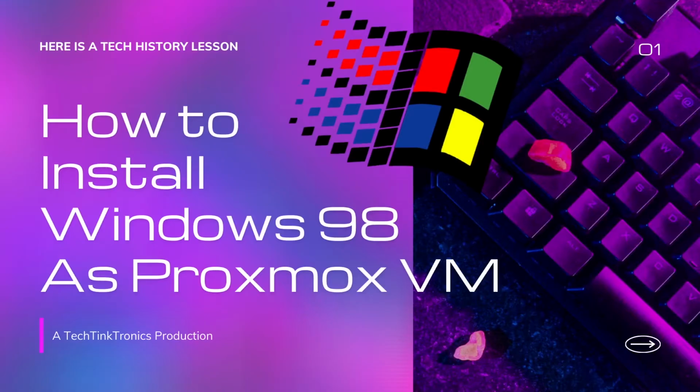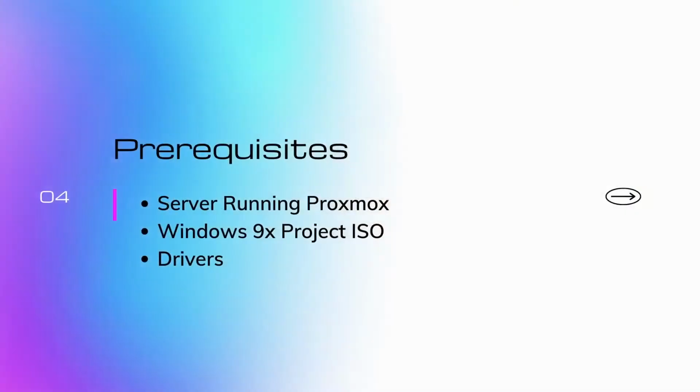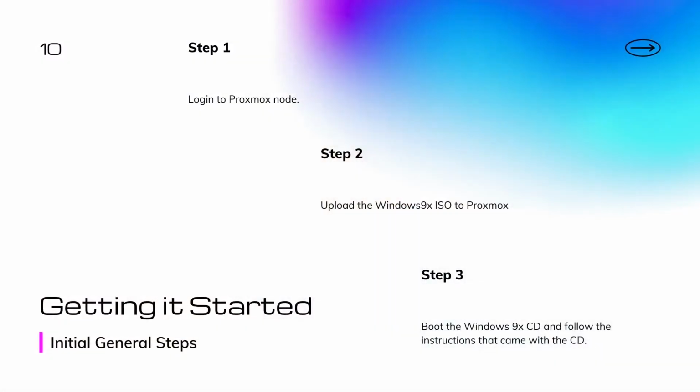There's going to be a couple of things that we're going to need as far as prerequisites. We're going to need a server running Proxmox, the Windows 9X Project ISO. We might need some drivers. Also, here are the steps that we should follow. Step 1 is we should log in to the Proxmox node. We should upload the 9X ISO to Proxmox.